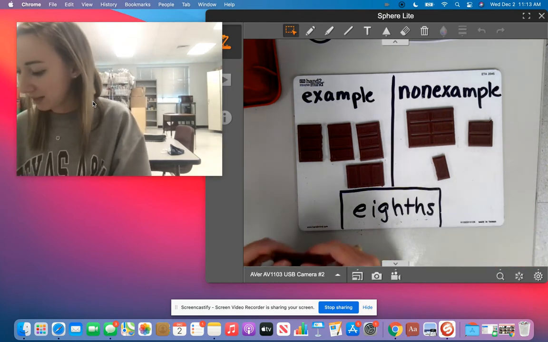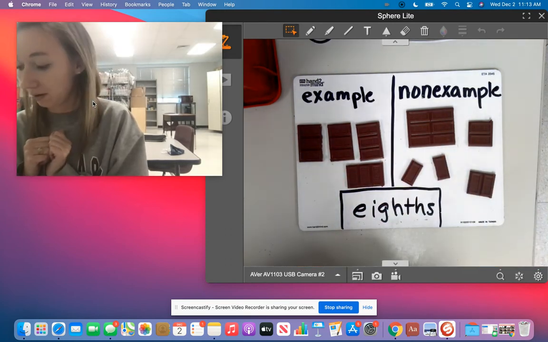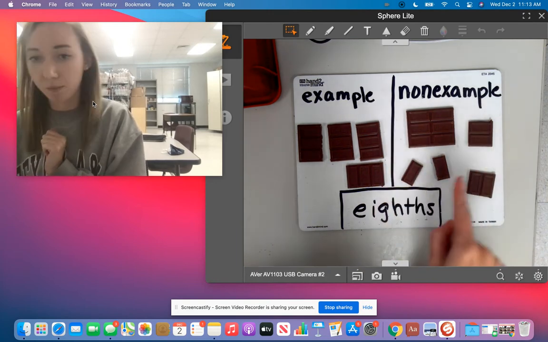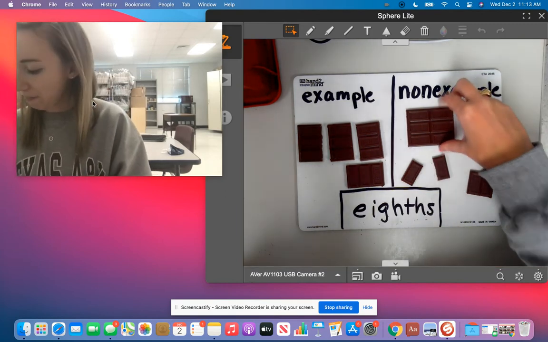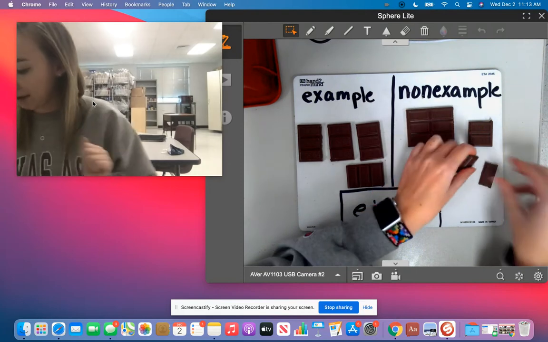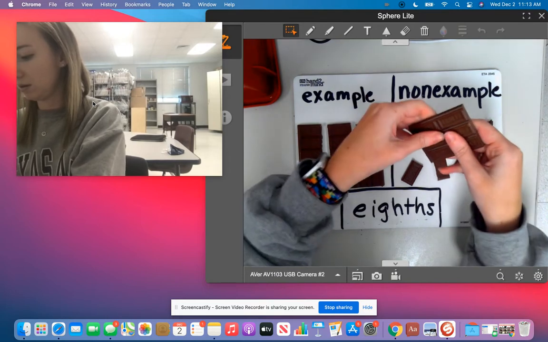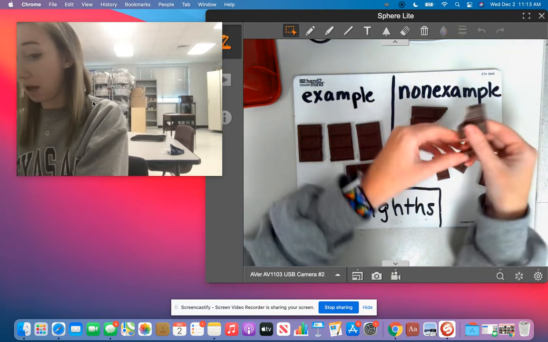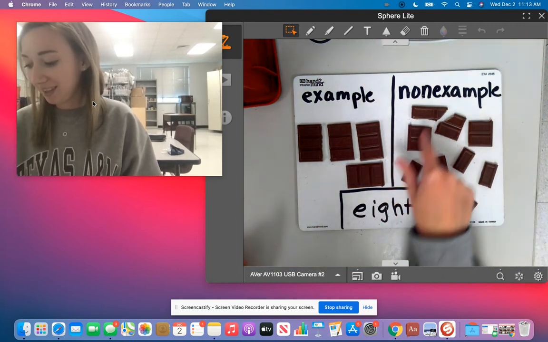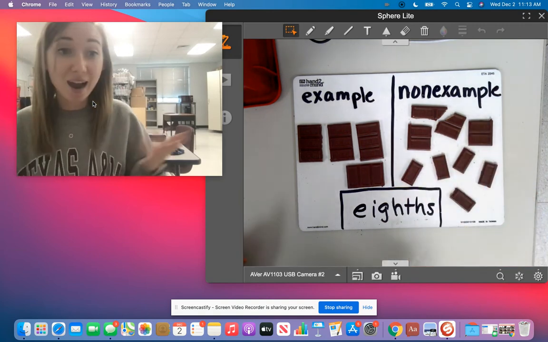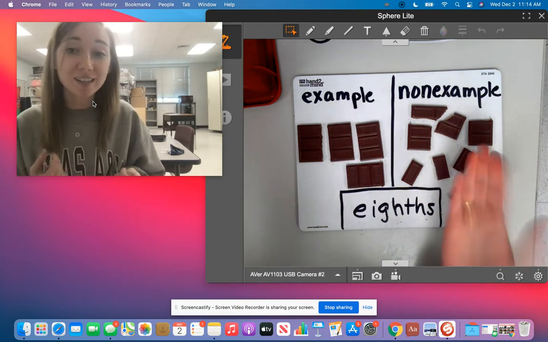So I have 4 pieces. Now how many pieces do I have now? Or parts. I see 1 part, 2 part, 3 part, 4 part, 5 parts. I need to make a few more. What about this? Now I have 6 parts, and I think I'm just going to, what did I do? I broke it into 1, 2, 3, 4, 5, 6, 7, 8, 9. I accidentally made 9. So is that an example or non-example of eighths?